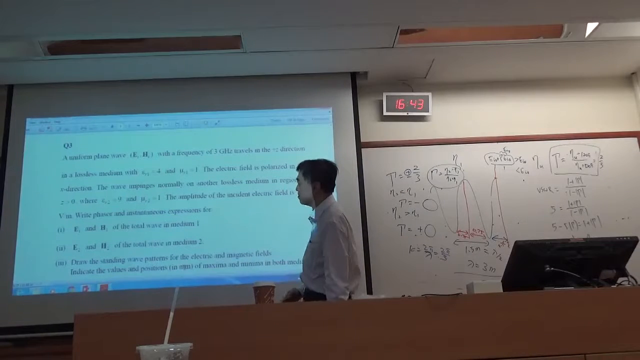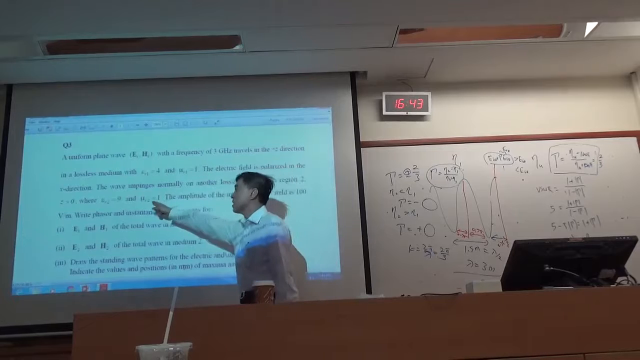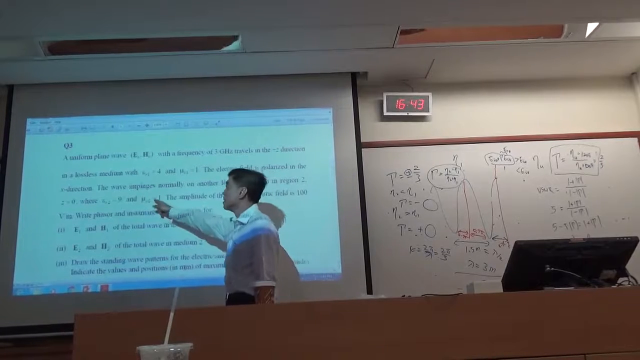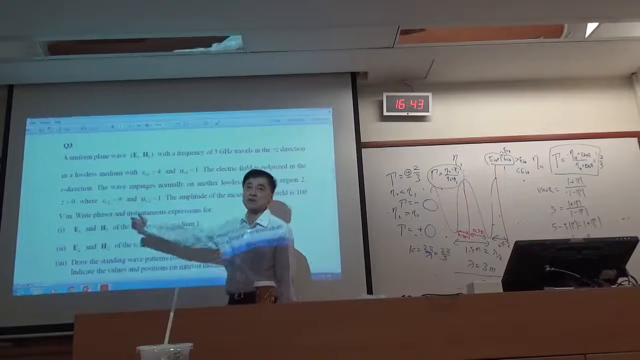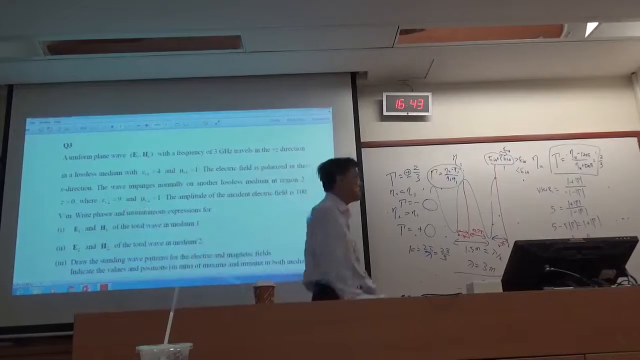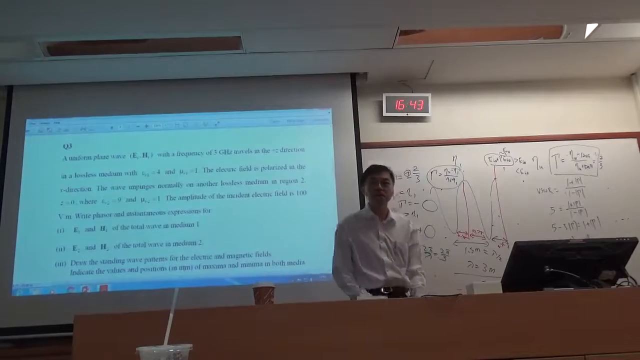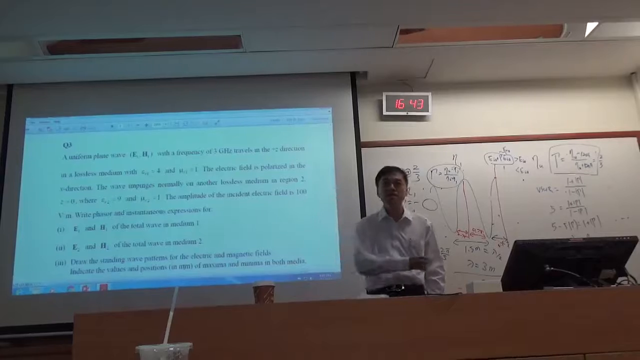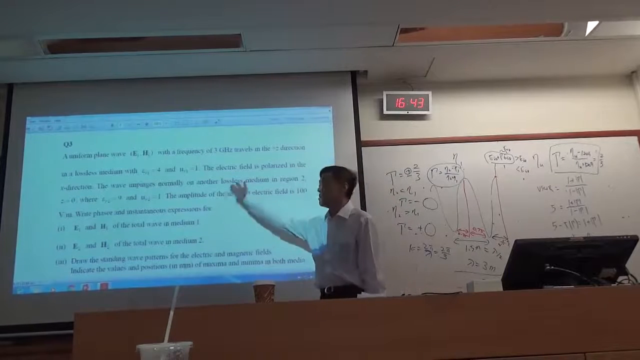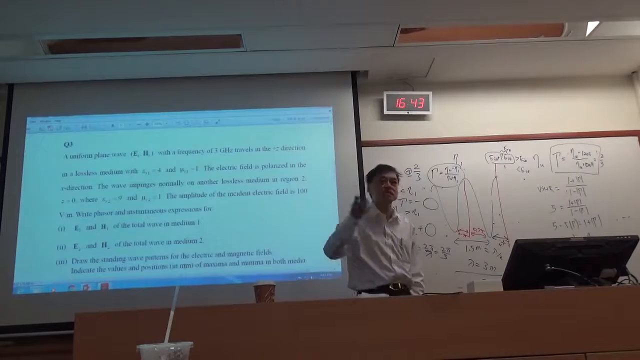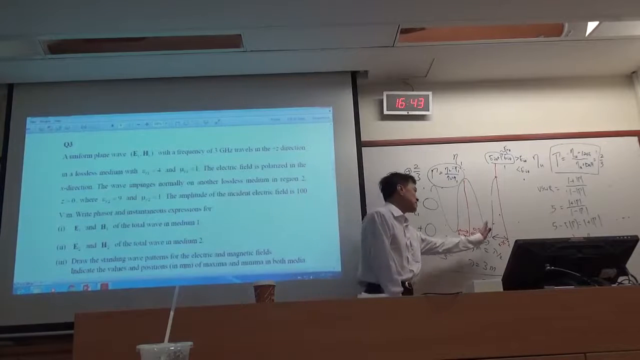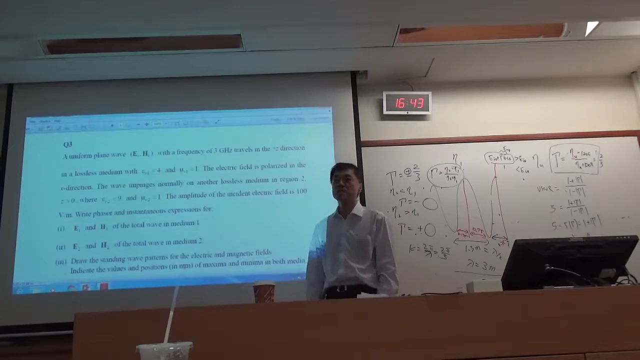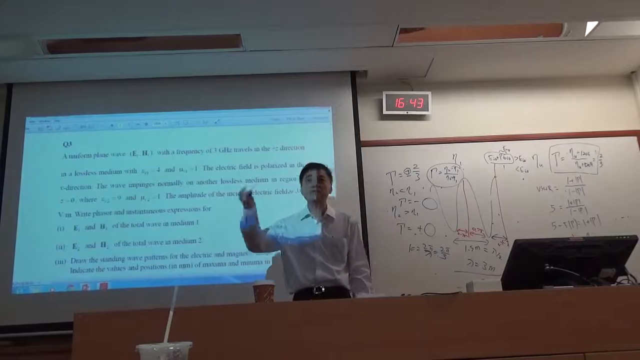Whether it's maximum or minimum, you see that epsilon r2 is greater than epsilon r1. That means zeta 2 is smaller than zeta 1. And if zeta 2 is smaller than zeta 1, that means the reflection coefficient is minus. You see, straight away by this I can do a lot of things. If the reflection coefficient is minus, if there's a standing wave, the standing wave must be a minimum, and the reflection coefficient is minus.